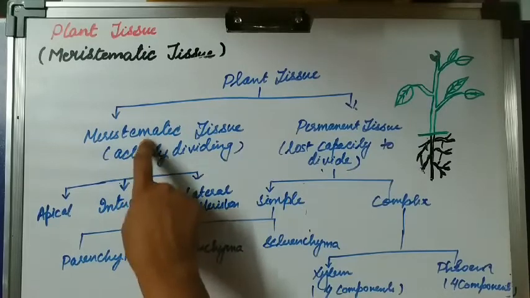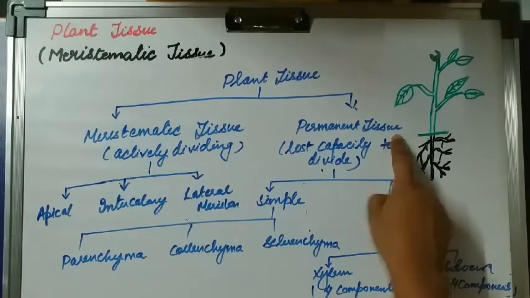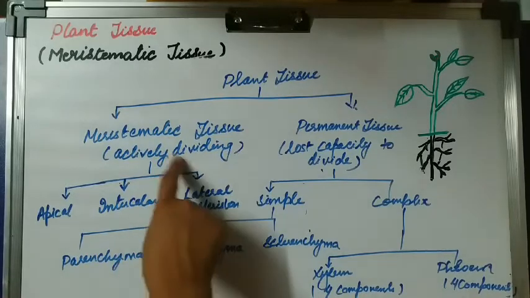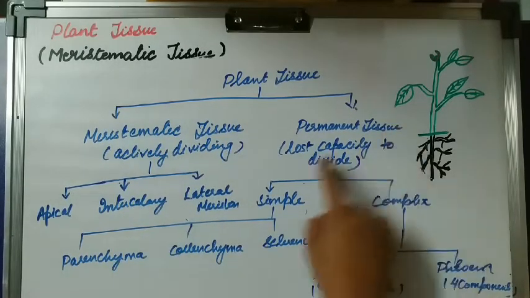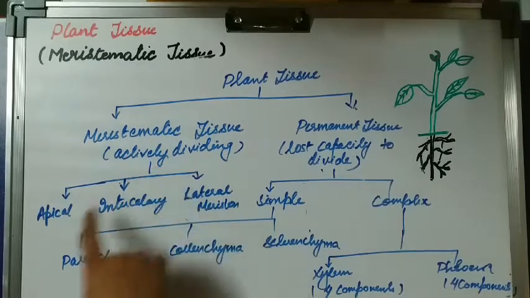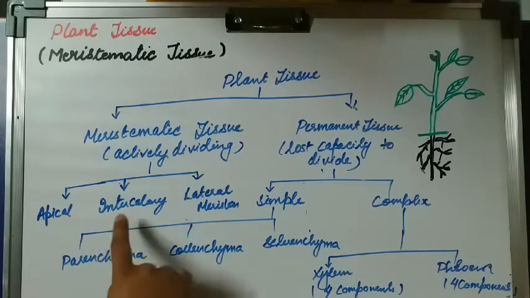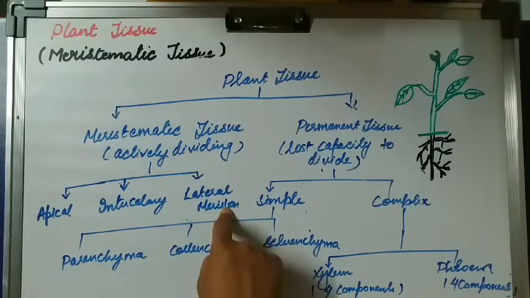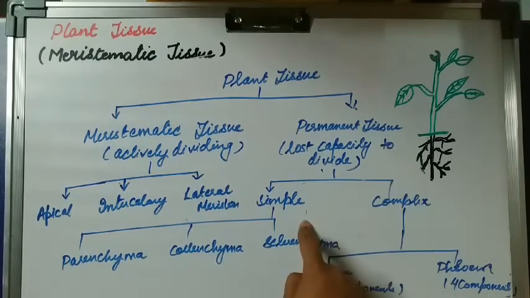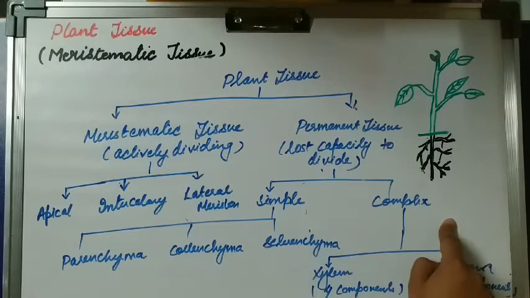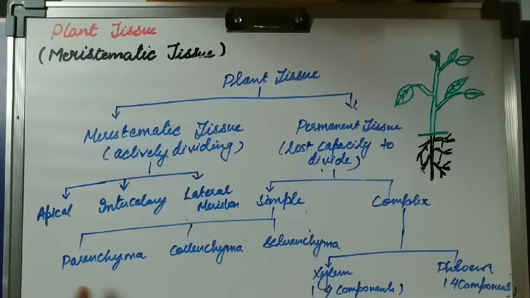The plant tissue is divided into two, meristematic tissue and permanent tissue. Meristematic tissue has the capacity to divide, whereas the permanent tissue has lost the capacity to divide. Meristematic tissue is further divided into three: apical meristem, intercalary meristem, and your lateral meristem. Whereas the permanent tissue is divided only into two, that is the simple and the complex tissue. Now, this simple tissue is further divided into parenchyma, collenchyma, and sclerenchyma, and the complex tissue is further divided into your xylem and the phloem. These are also known as the conducting tissues. They have four components, and here phloem also has four components.